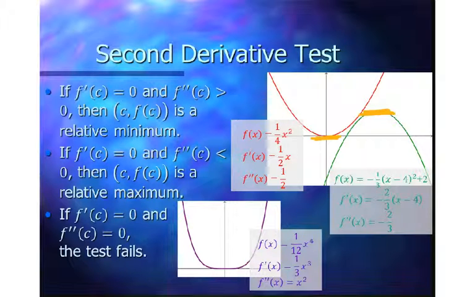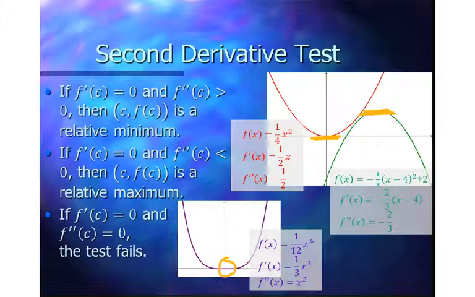So this is a graph of 1/12 x to the fourth. When we take the first derivative, we get 1/3 x cubed. And that derivative will be 0 when x is 0. And it's defined everywhere. So we're looking at the origin as a possible extremum. And if you just look at the graph, it seems pretty likely that it is an extremum.